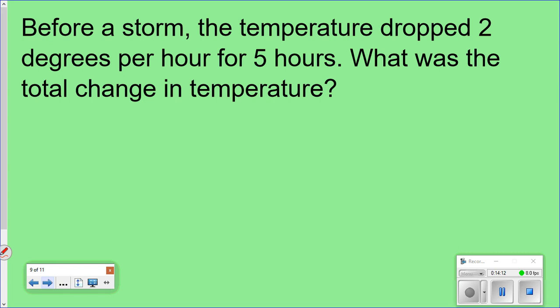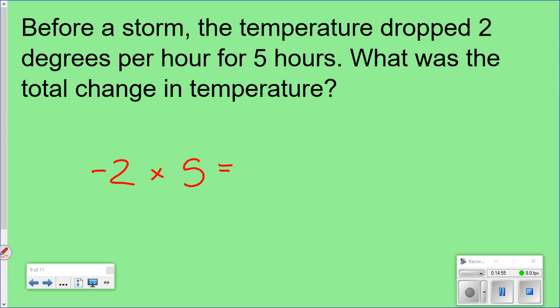Think of what the keyword is in here. There's one number that's probably going to be negative. What's my keyword? Dropped. So what number is going to be negative then? 2. Yep. Dropped 2 degrees, so it went down 2 degrees every hour for 5 hours. Now what am I going to do? If it dropped for 5 hours, 2 degrees every hour, Owen, what am I going to do? Times 5, yep.